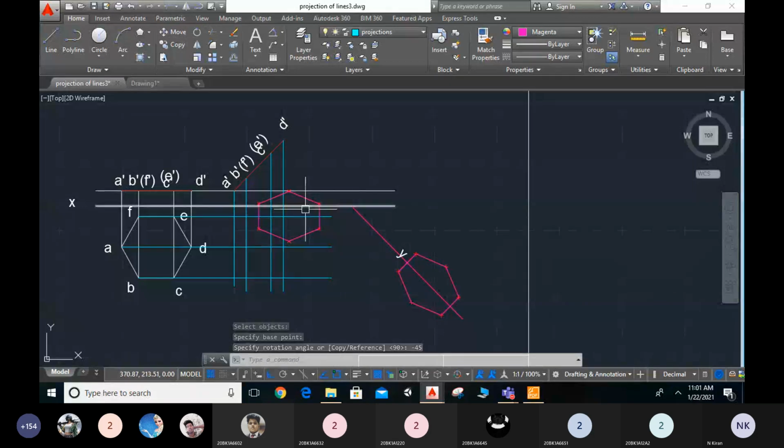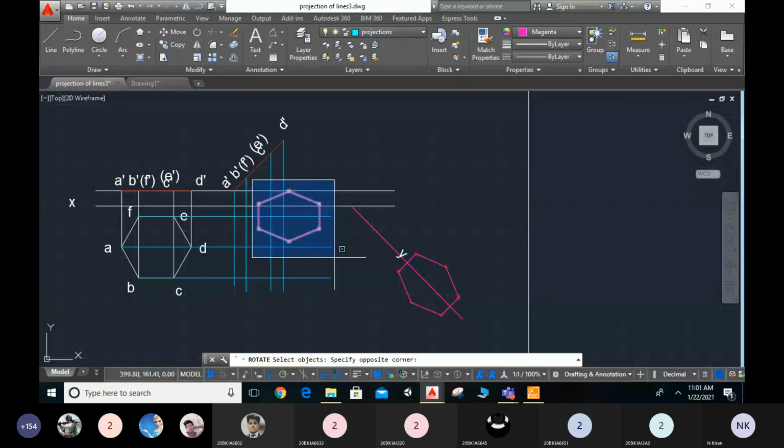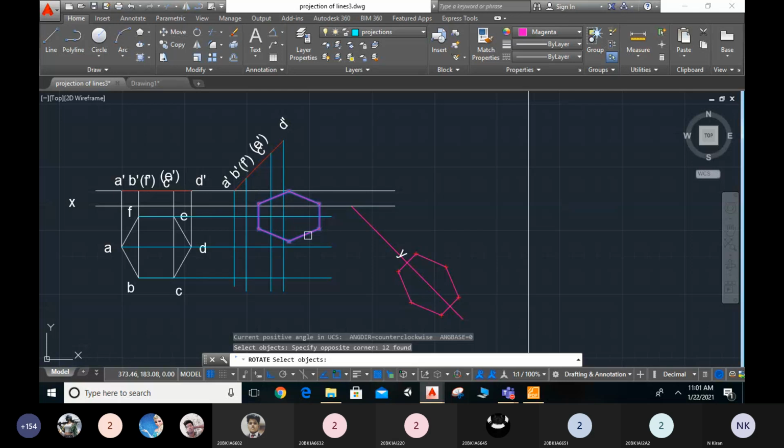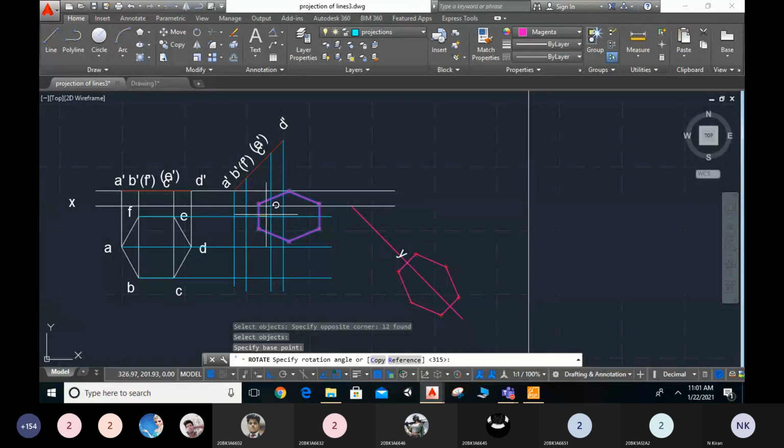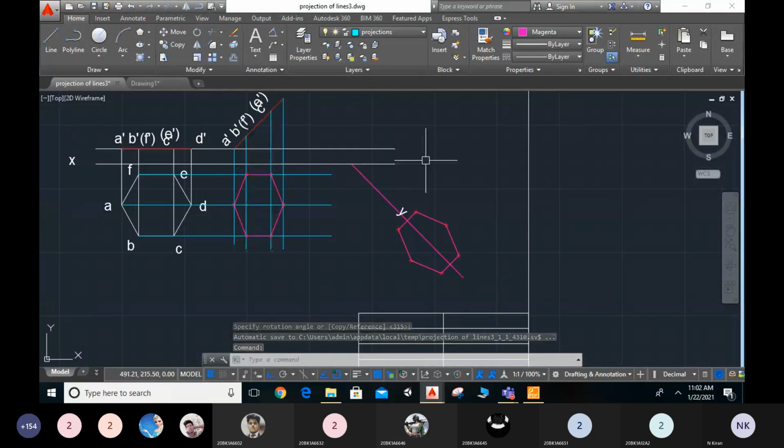Actually, this is rotated completely. Here also it is rotated. So instead of that one, RO enter. Okay. Enter. This is the midpoint. So we have taken this one on a line at 90 degrees and we have rotated the whole problem like this.